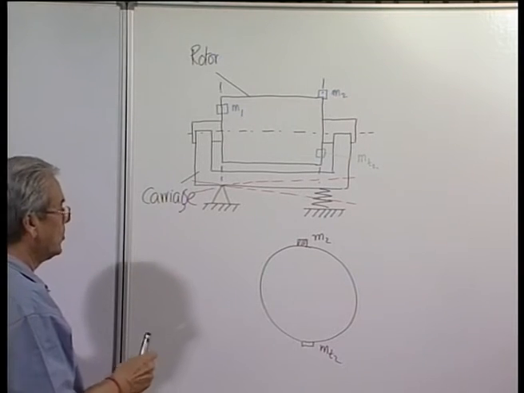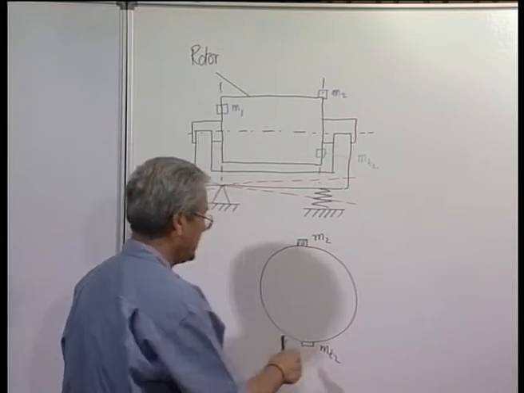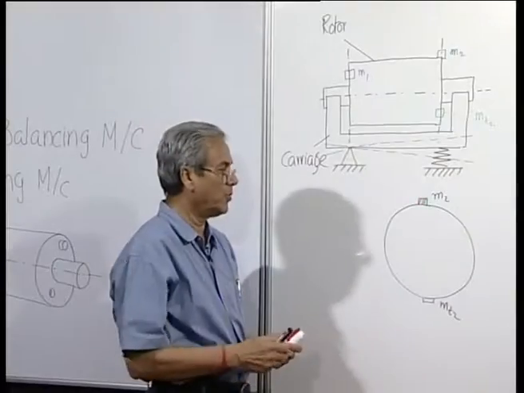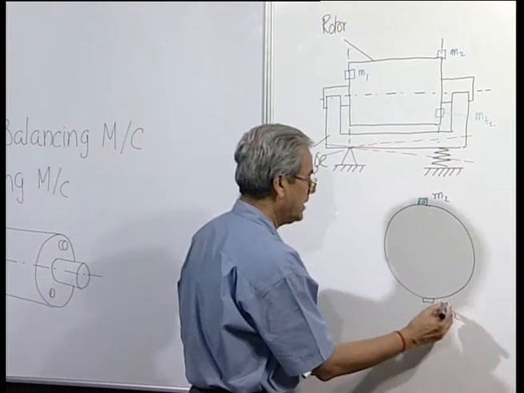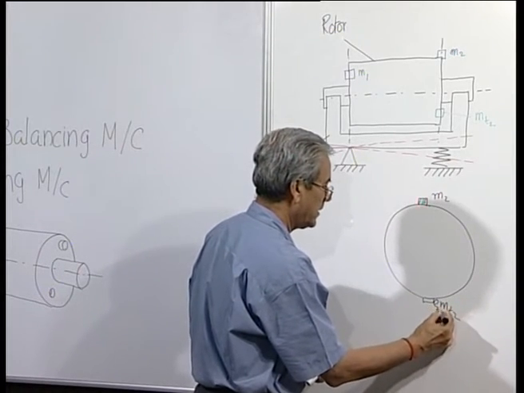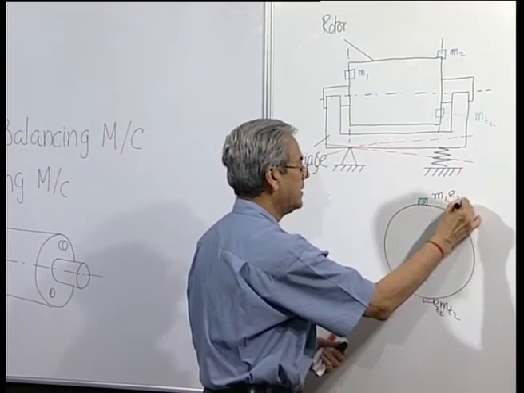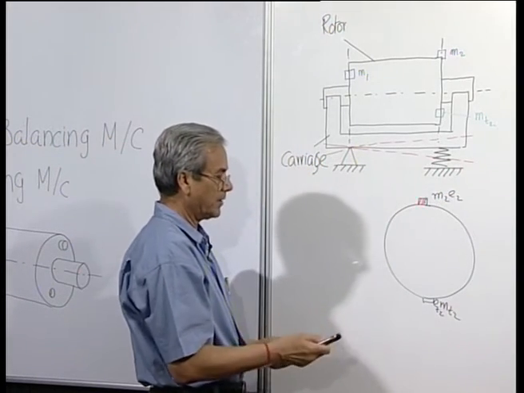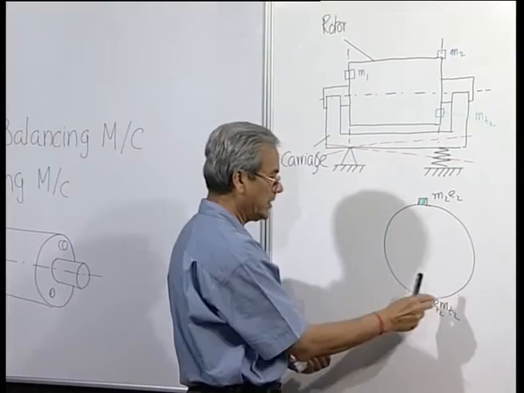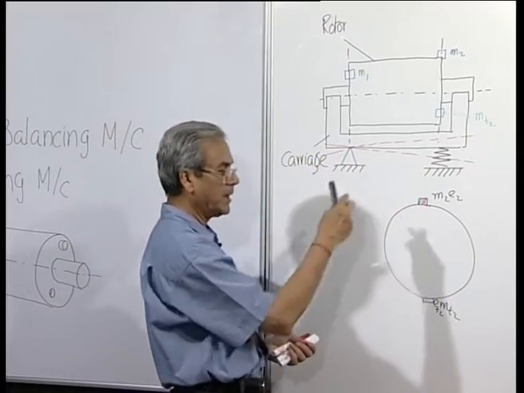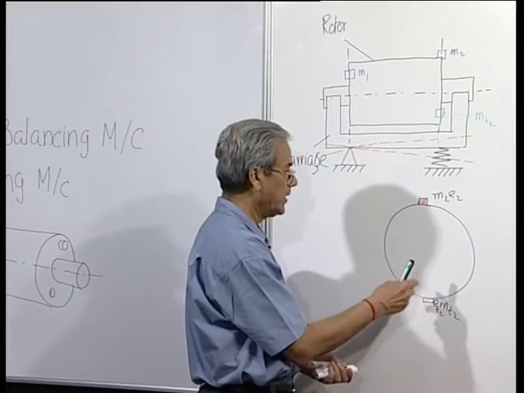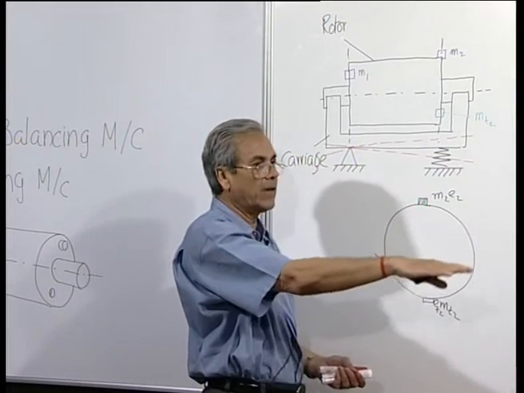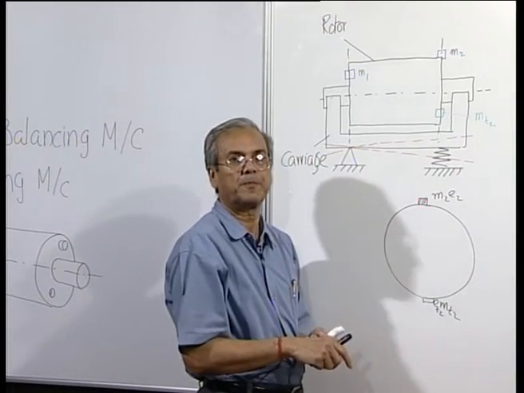Next, we have to gradually adjust m t 2's magnitude or its radial position, because what actually matters is the eccentricity and the mass product. So, you can change the magnitude of the mass or vary its radial position, whatever may be the case. When you change this product gradually, continue until this vibration almost stops.